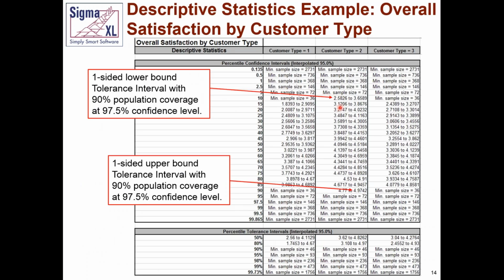So for example, in the report here, this is my confidence interval at the 10% mark. This is my confidence interval at the 90% mark. So I can say that this value here, 2.58, is my one-sided lower tolerance interval, and this 4.97 is my one-sided upper tolerance interval for 90% of the population. Now there is one caveat, and that is that the confidence level is 97.5, not 95.